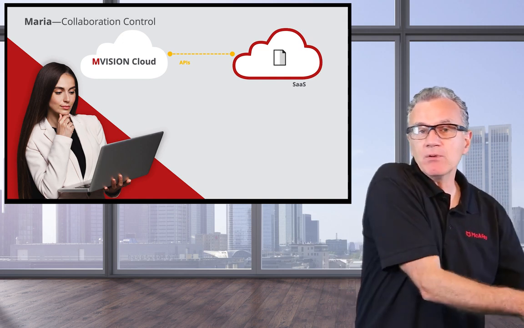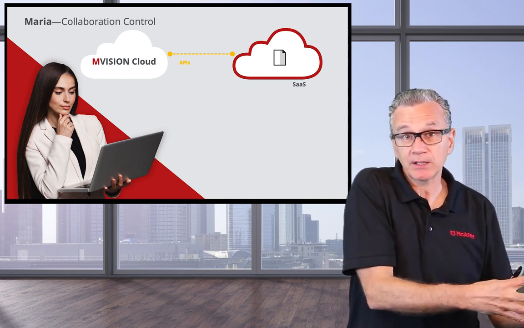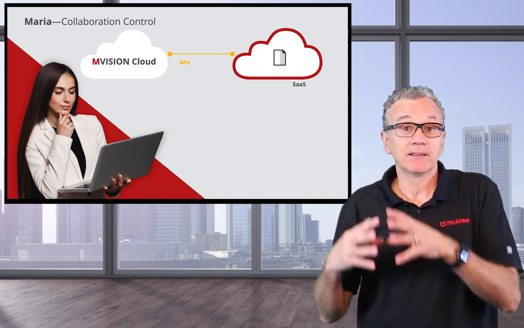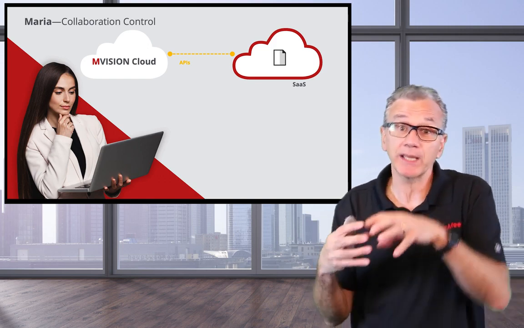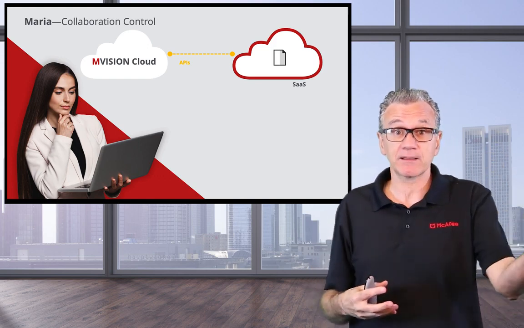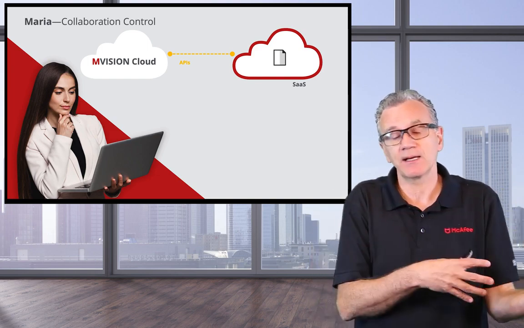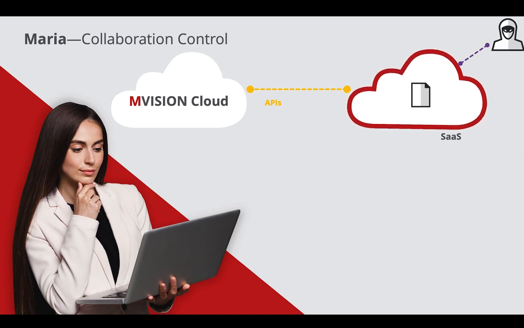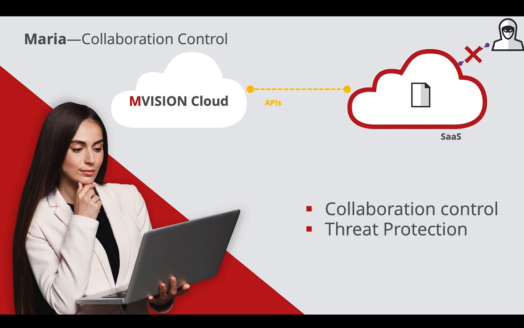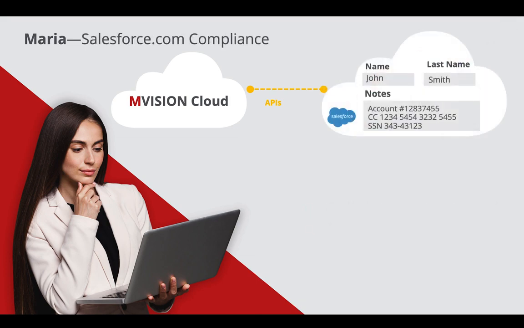So now we enable Maria to be collaborative and efficient, but if she, by mistake, shares confidential information, we can block it, educate the user that it should not be done, and then she can fix the problem and now be able to share the document again. And of course, using the same technology, we can block access from hackers or malicious actors from the outside.